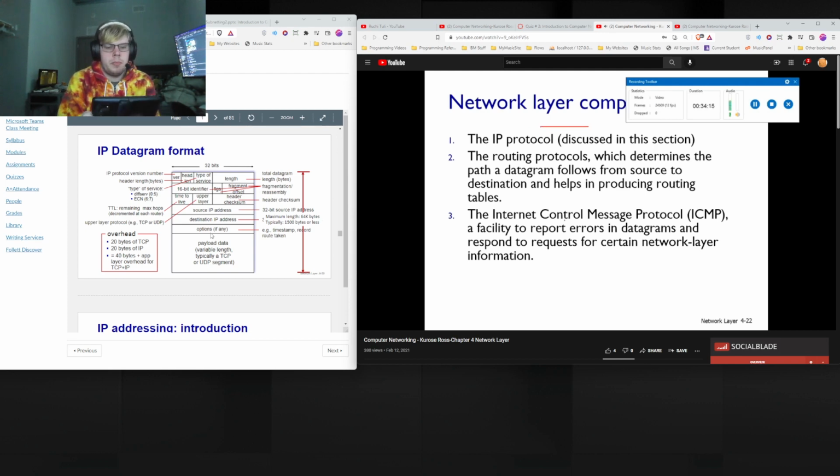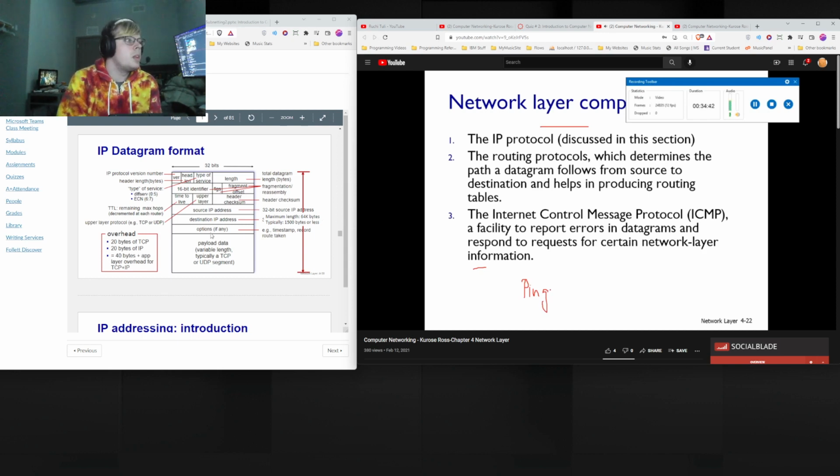Then ICMP, Internet Control Message Protocol. It's a facility to report errors in datagrams and respond to requests for certain network layer information. This week you learned about the ping command. So the ping command belongs to the ICMP protocol. The protocol related to the ping command is ICMP.